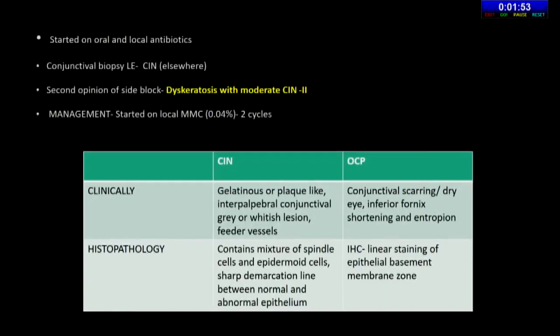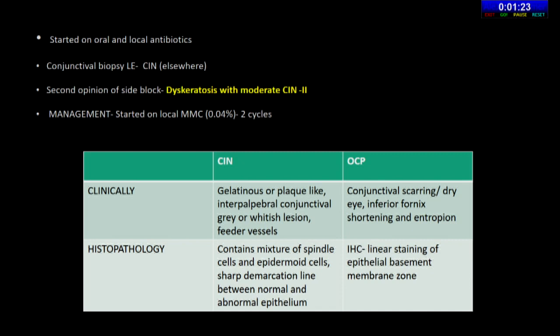He was started on oral and topical antibiotics, and a biopsy had already been done elsewhere, which showed conjunctival intraepithelial neoplasia. But on getting a second opinion on the slide, it showed dyskeratosis with moderate CIN type 2, and he was started on local mitomycin C. Two cycles were given. The difference is that CIN has a gelatinous appearance, more commonly in the interpalpebral region with feeder vessels, and it contains a mixture of spindle and epidermoid cells.